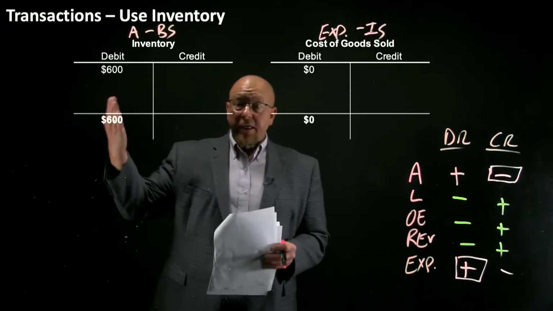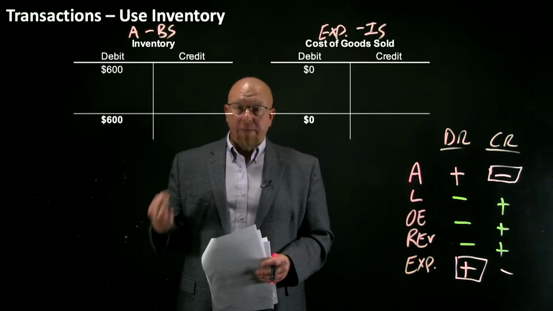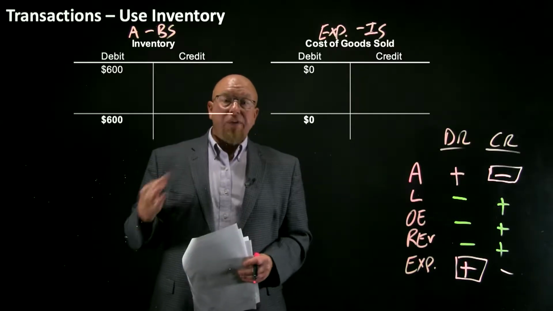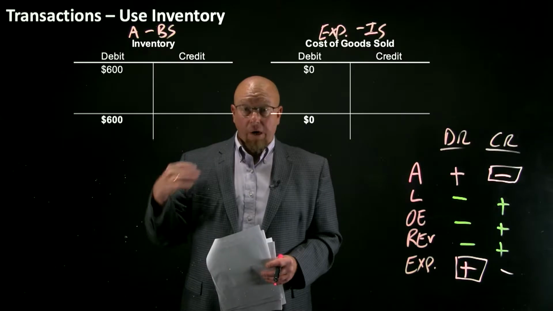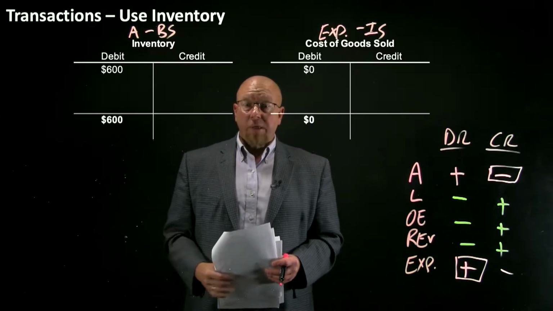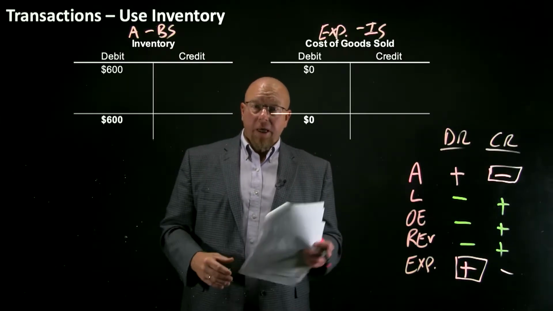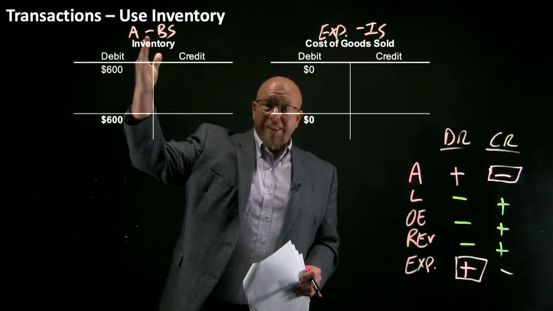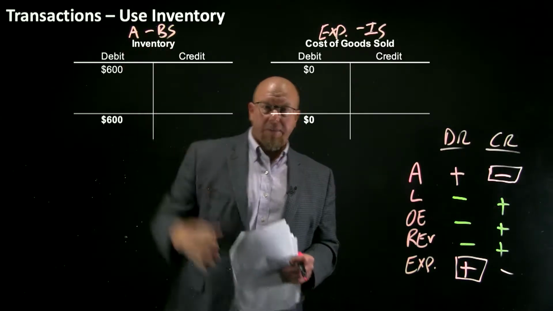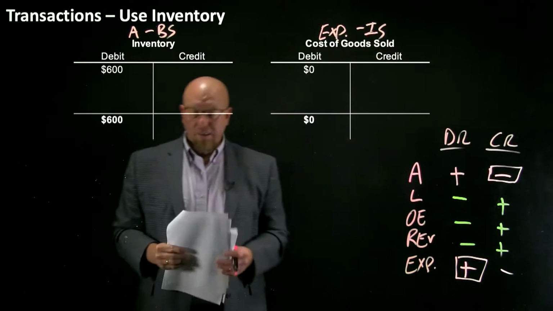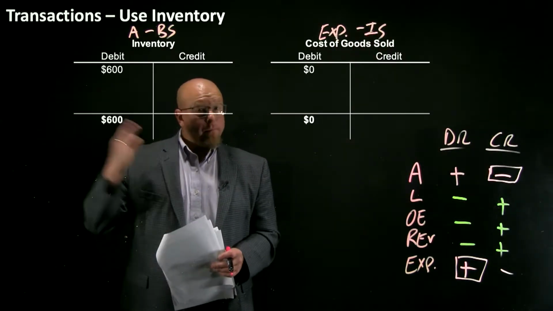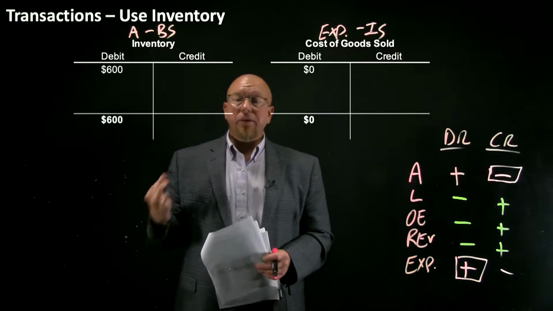So right now, this T account shows inventory with a debit balance of $600. If we were to prepare a balance sheet right now, as of the end of February, that's the amount of inventory that would be recorded on the balance sheet. And by the way, remember, inventory is an asset that is reported on the balance sheet, whereas cost of goods sold is an expense that is reported on the income statement. But $600 isn't the truth.